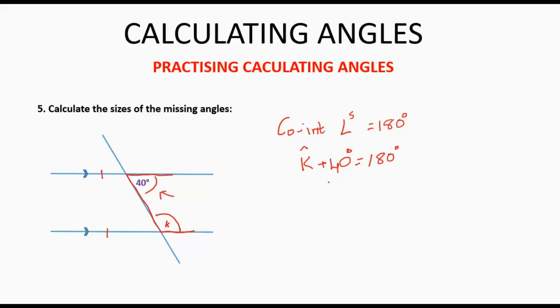So therefore it's very simple. We subtract 40 degrees from the 180, so angle K has to be equal to 140 degrees.